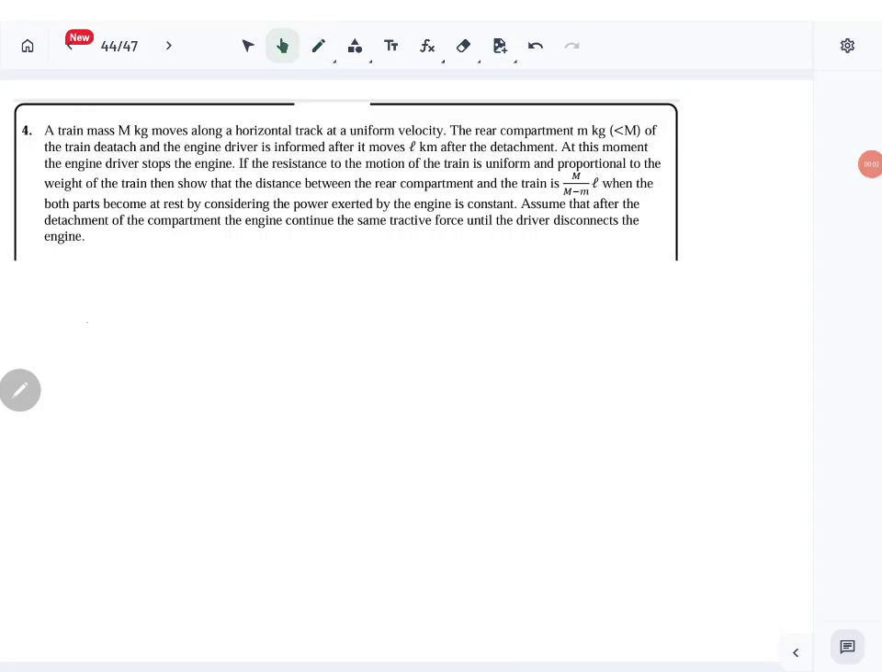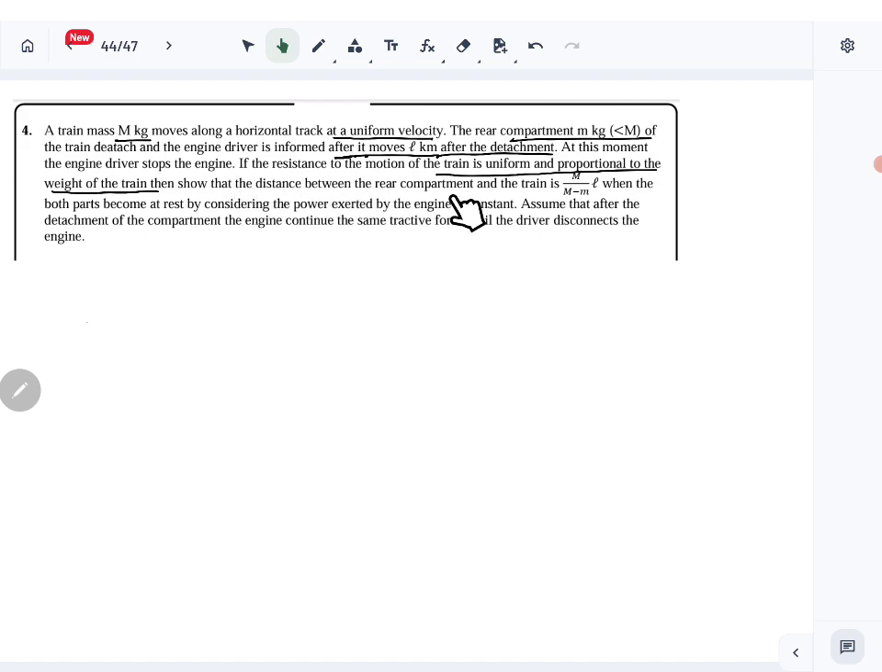Okay, let's look at question number 4 of the applied way. A train of mass M kg moves along a horizontal track at uniform velocity. A rear compartment of mass m kg of the train is detached, and the engine driver is informed after it travels L kilometers. At this moment, the driver stops the engine. The resistance to the motion of the train is uniform and proportional to the weight of the train.